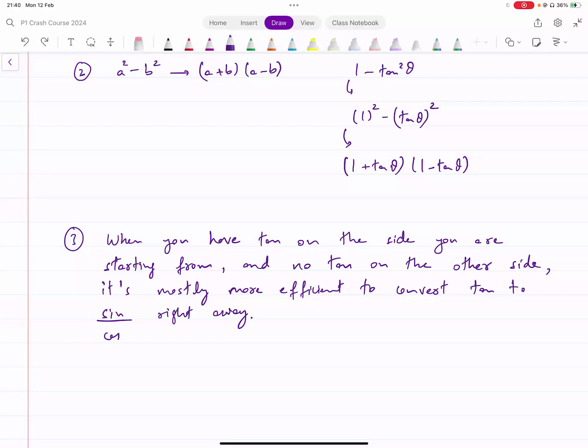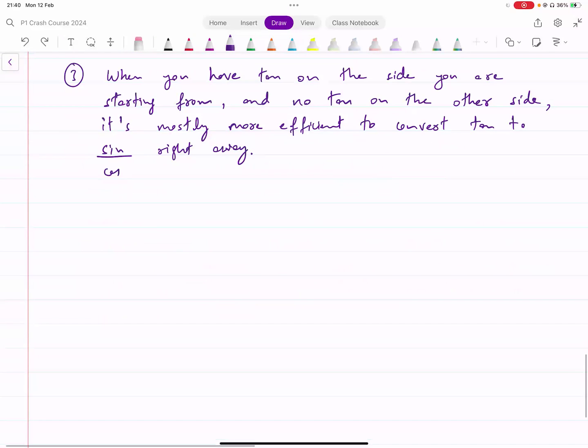If on the other side you do not want to have a tan at the end, it is mostly more efficient to convert tan to sine over cos in the very beginning. That will mostly help you, and when you do a lot of practice, you'll realize this often makes your working much more efficient. You can prove identities in much fewer steps this way. So this is something that works very well.